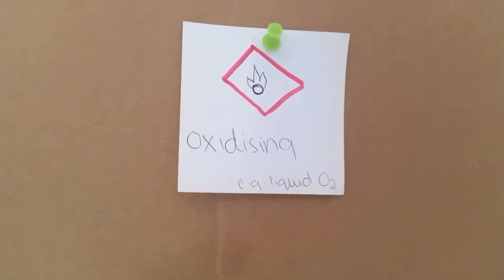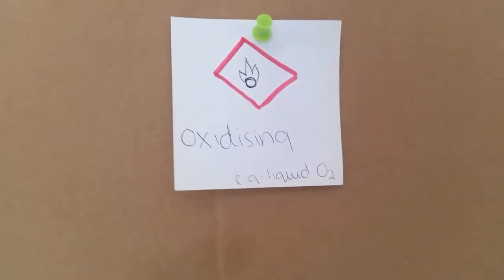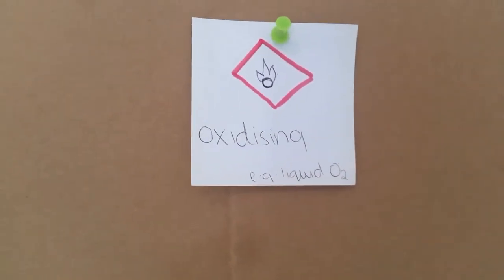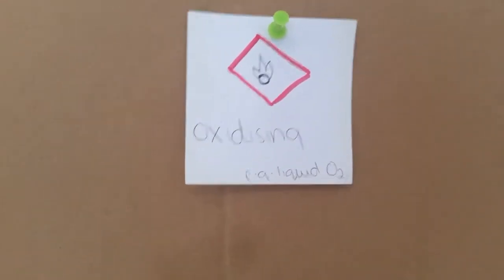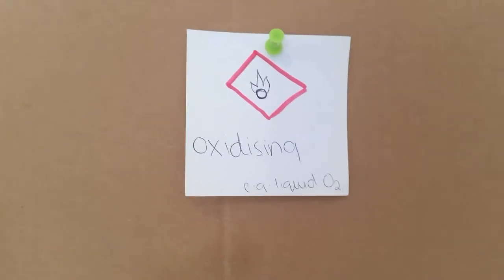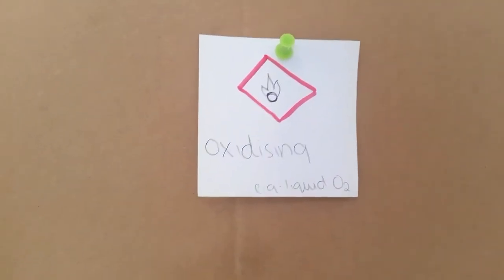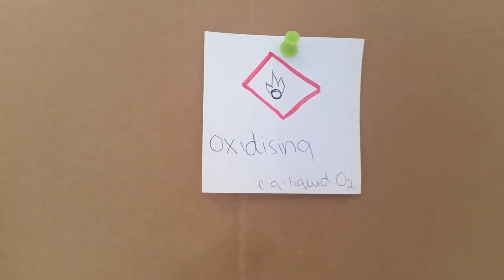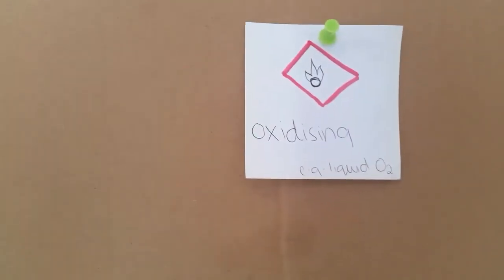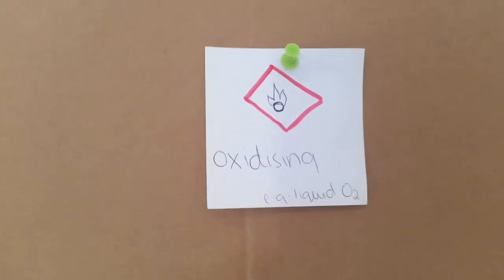Now, what does oxidizing mean? Oxidizing basically means that a certain material or chemical provides oxygen, and this allows other things to burn more fiercely. So it causes something which has caught a flame to burn and be on fire even more.